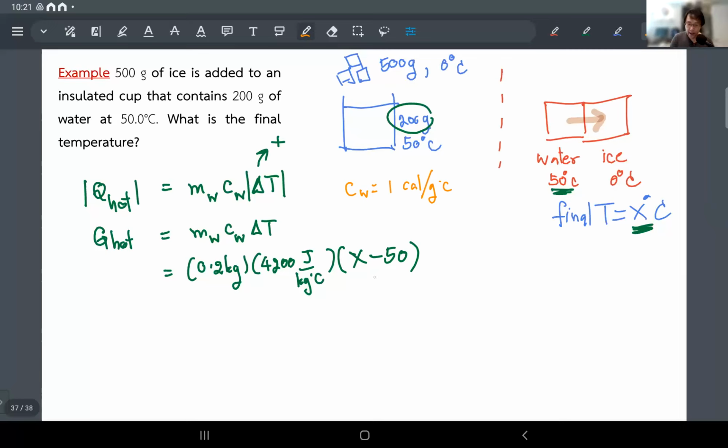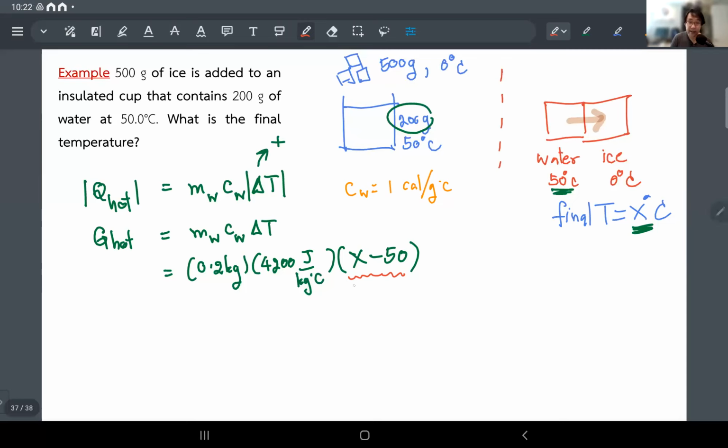Okay, come back to our business over here. Everyone can automatically tell that X minus 50 will give you a negative number, because the final temperature is always lower than 50 for sure, because you dump some ice into it. So you see what I'm saying now? If you don't have to deal with the absolute sign, you don't have to worry about the amount, the magnitude and everything.